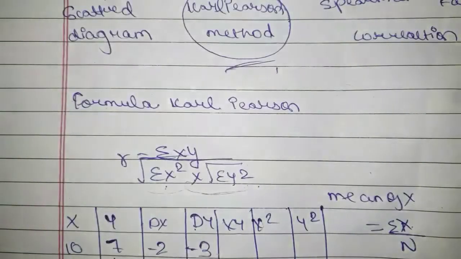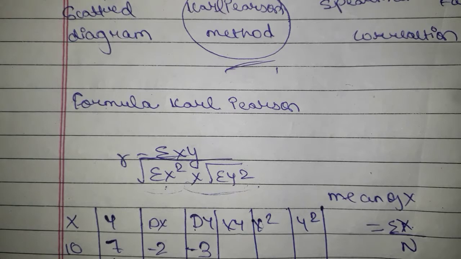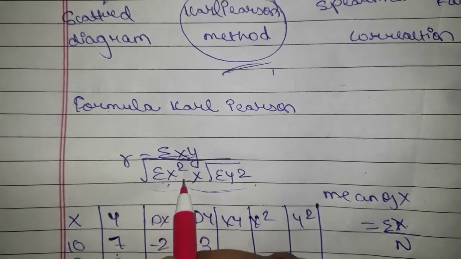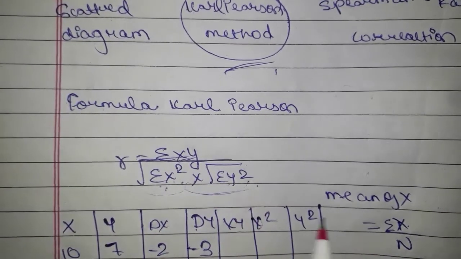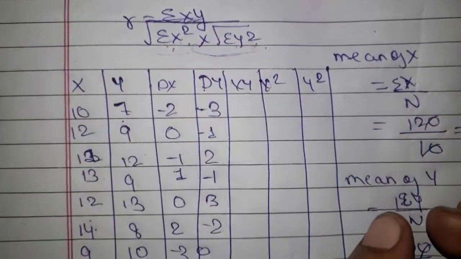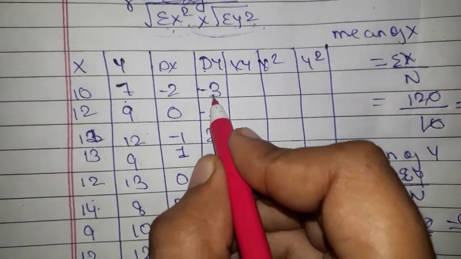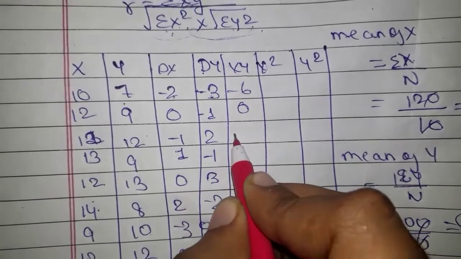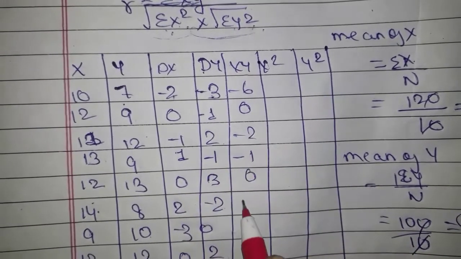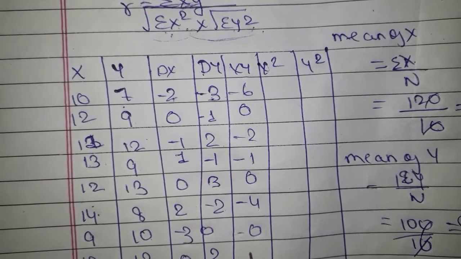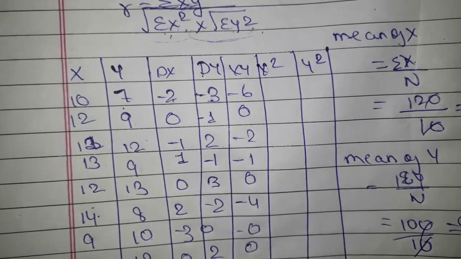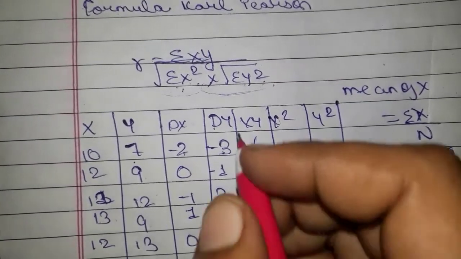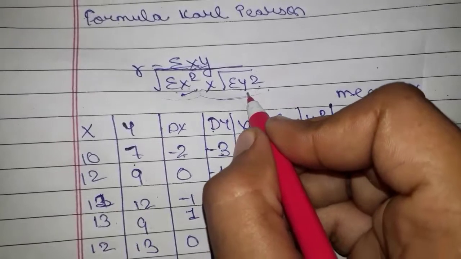After we have calculated the deviations, now have a look at the formula. What do we want in the formula? We want sigma xy, sigma x square and sigma y square. So we are going to first calculate xy. So minus 3 times minus 2, it's minus 6, 0, minus 2, minus 1, 0, minus 4, minus 0, 0, 6 and 3.